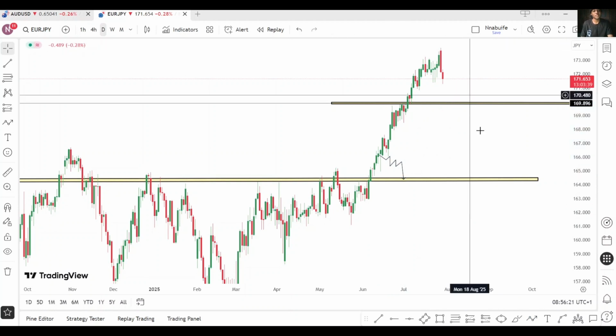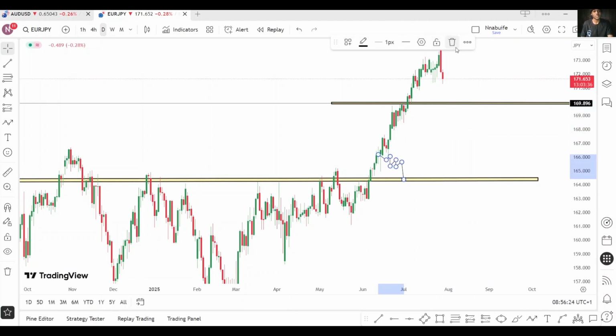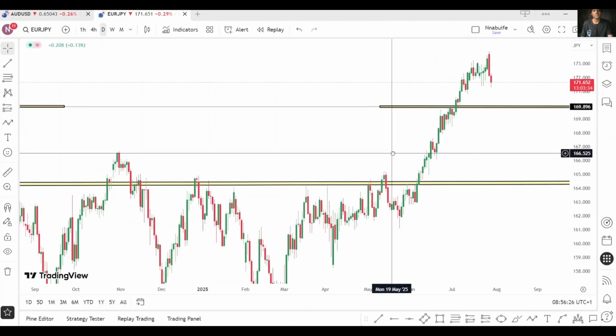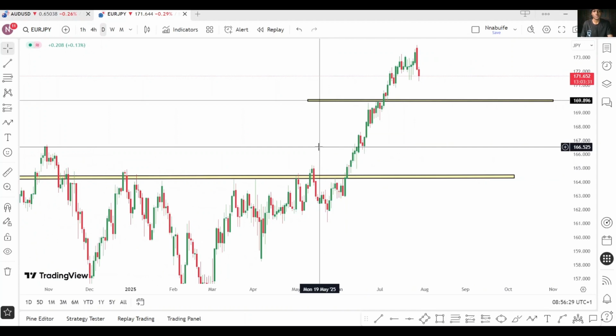But Euro JPY didn't do that. It broke out with a huge bullish momentum and it didn't give us any chance for entry, so we wait. Remember, do not execute if your edge is not showing on the market. So I left it alone.